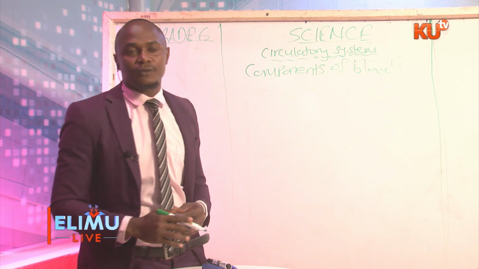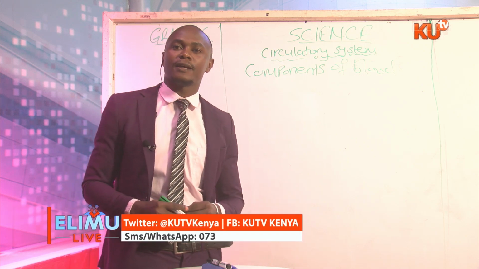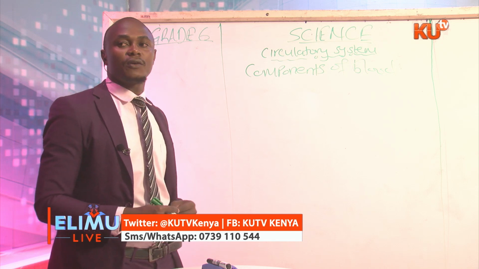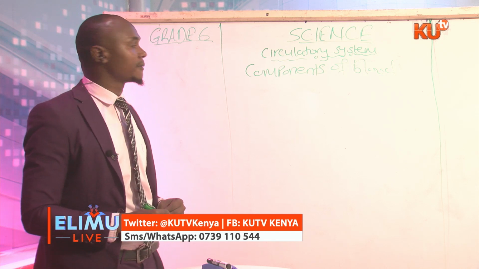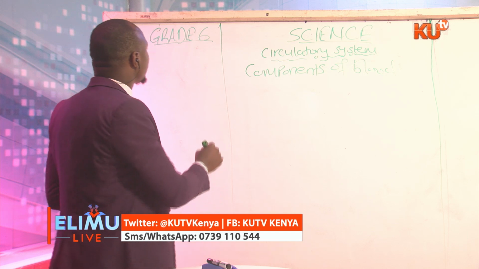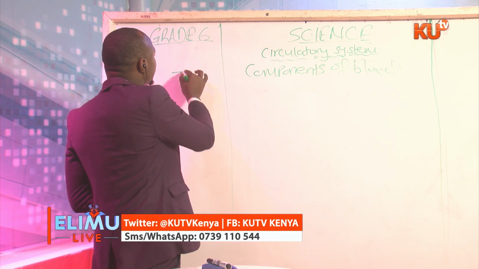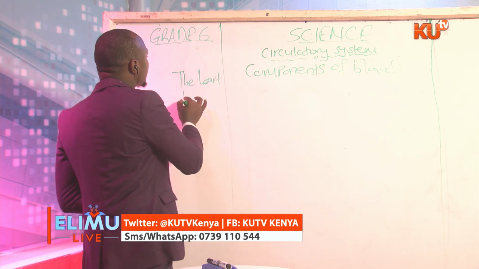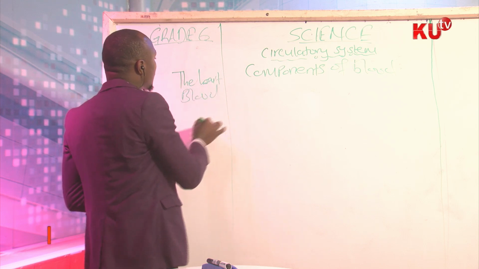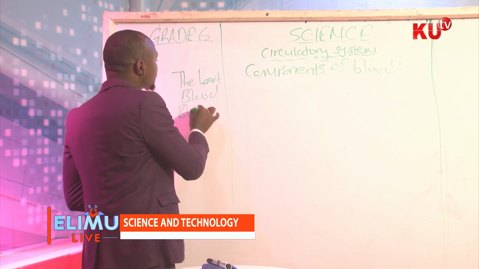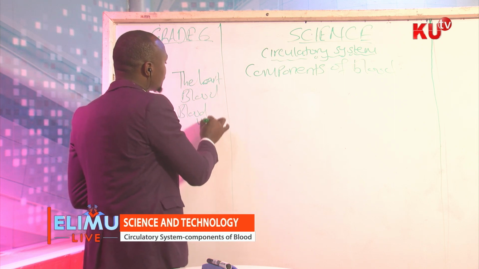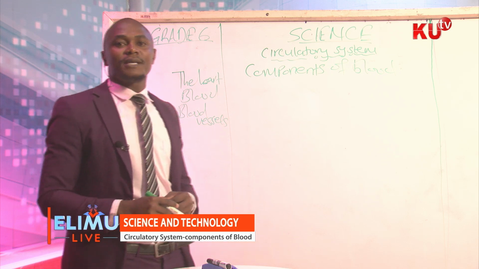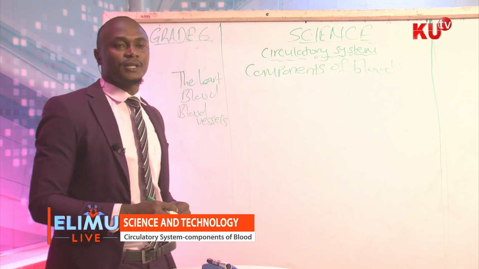Before we go to components of blood, you are aware that the circulatory system is made of 3 main parts. We have the heart, we have the blood, and we have the blood vessels. These are the parts that make up the circulatory system.